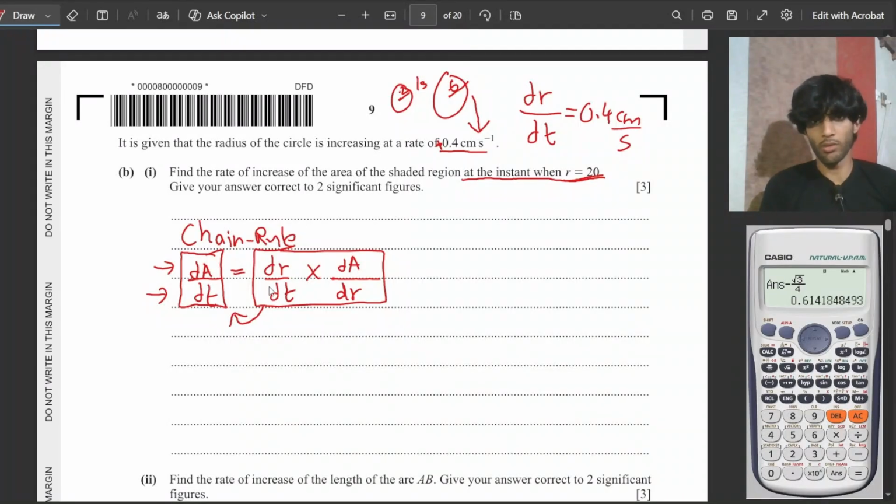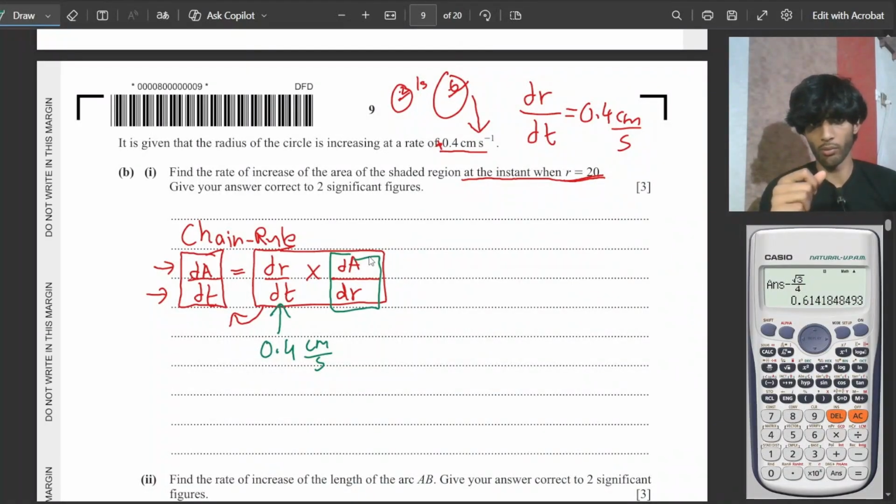Okay, so here's what we need to do. We need to find the rate of increase of area. We now have an equation. The equation is basically the rate of change of the radius multiplied by the rate of change of the area with respect to the rate of change of the radius. Now a question may be, how do I find this quantity? How do I find this quantity? Now, I know dr by dt, that's basically given to me in the problem statement. That's 0.4 cm per second. How do I find dA by dr?